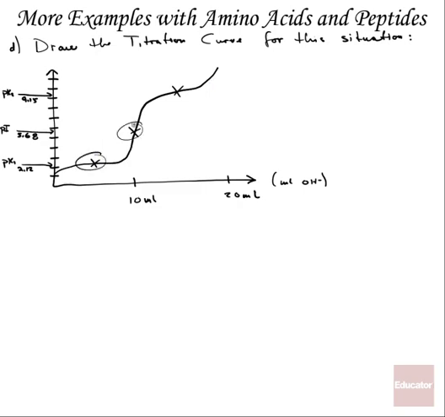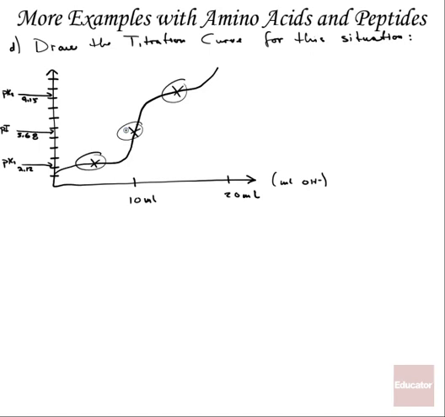This point and this point, those are the important points: pK1, pK2, and the pI, the isoelectric point. You should be able to go back and forth. If you're given a titration curve with numbers on it, you should be able to say this happens here, this happens here, this happens here. Or if you're given numerical data, you should be able to produce the titration curve.